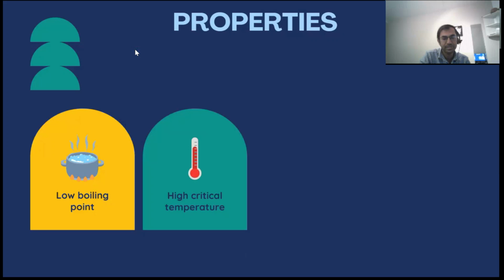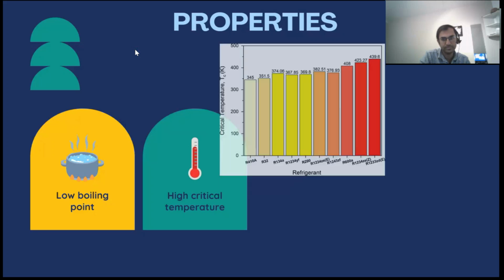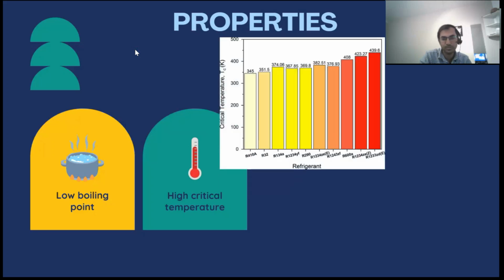Now, high critical temperature. This is another important property: the critical temperature should be very high, and it is already high. If you see that diagram, from R410A to R1233zd, whatever, all the critical temperatures are very high.